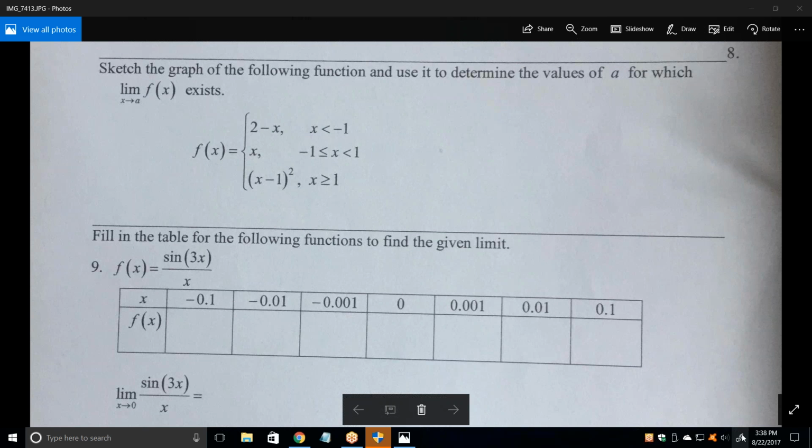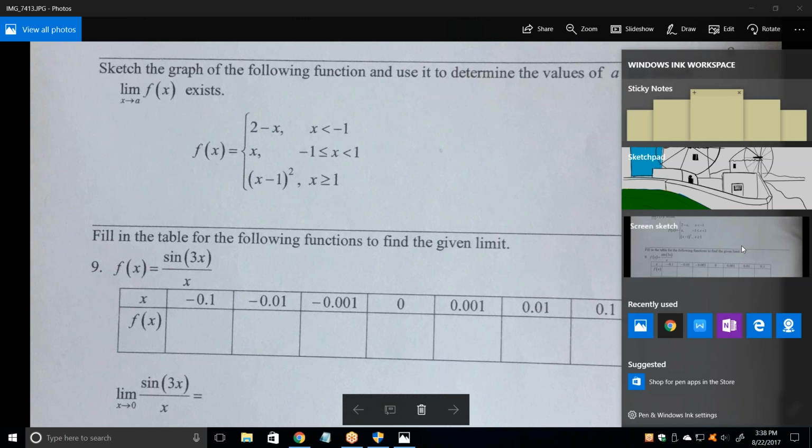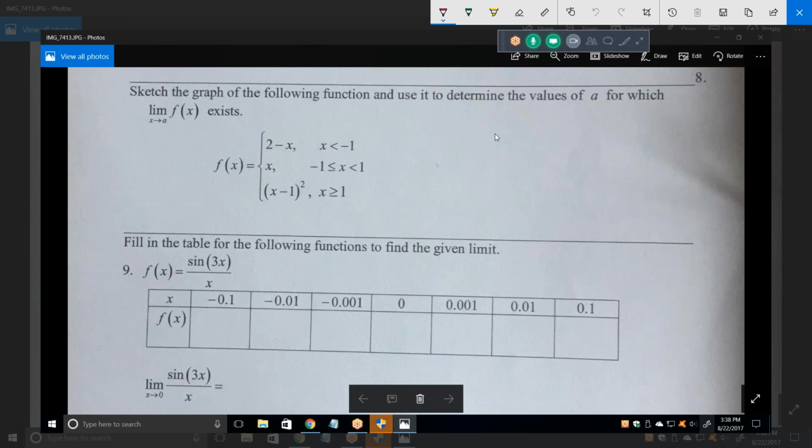Let's take a picture of this. Sketch the graph of the following function and use it to determine the values of A. Okay, let's sketch it first of all. How do I sketch this? Think back on your piecewise functions.